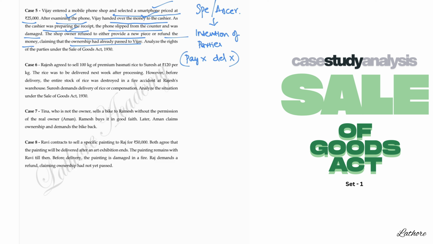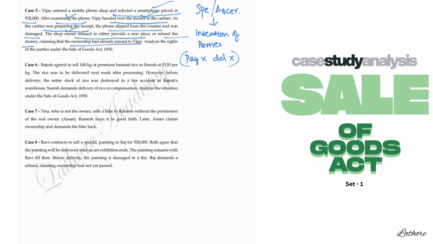So Vijay cannot demand a new phone because the risk lies with him in such cases, as the risk has already passed to him. However, on the contrary, if the damage or destruction has happened due to the seller's negligence or misconduct, then the seller is liable. In the absence of any such information in this question, it is presumed that Vijay is liable.